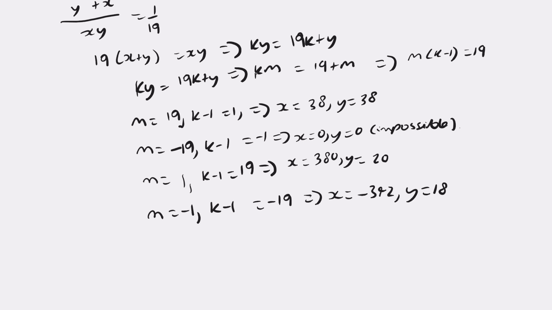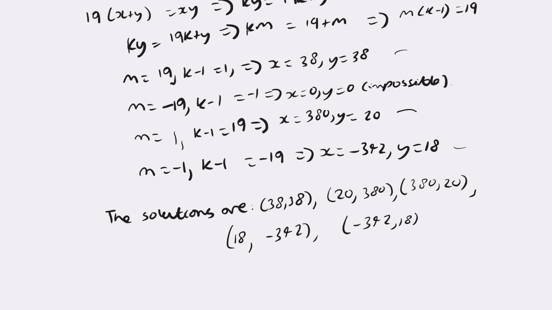So in total, there'll be one solution here, 2 here, and 2 here, which would mean there are 5 solutions in total. So altogether, here are the 5 solutions.